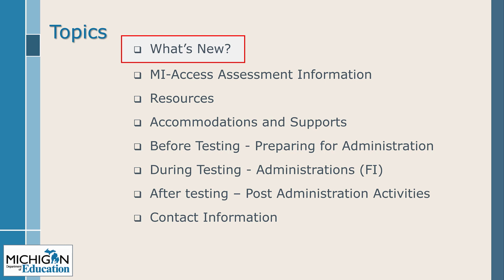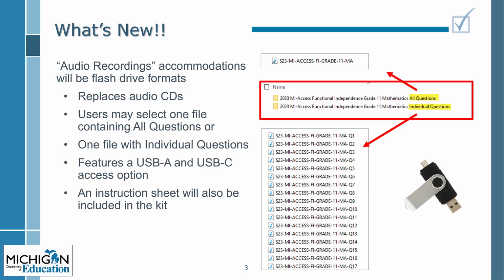We will start this presentation with some items that are new this year. What's new? Audio recordings accommodations will be flash drive formats. This replaces the audio CDs used in the past. Users have a couple options to administer the audio recordings. They may select the file with all of the questions, or select one file with individual questions. The flash drive features a USB-A and a USB-C access port. An instruction sheet will also be included in the kit.